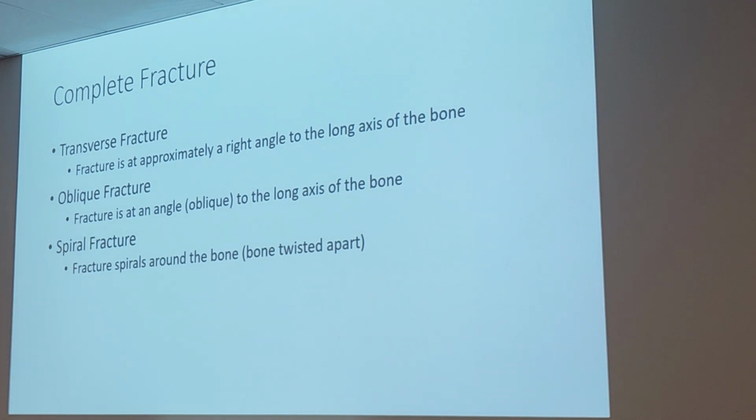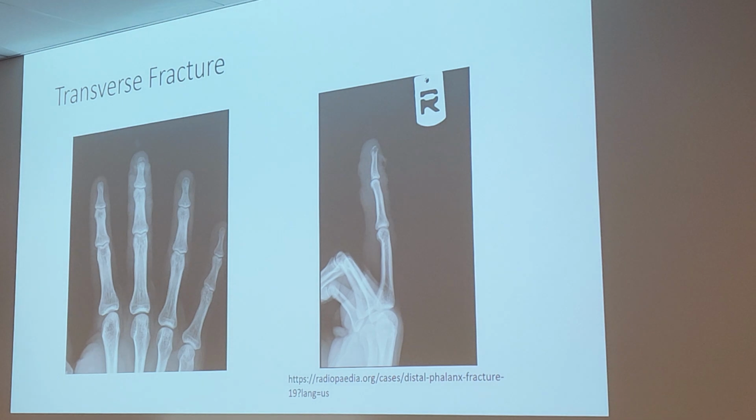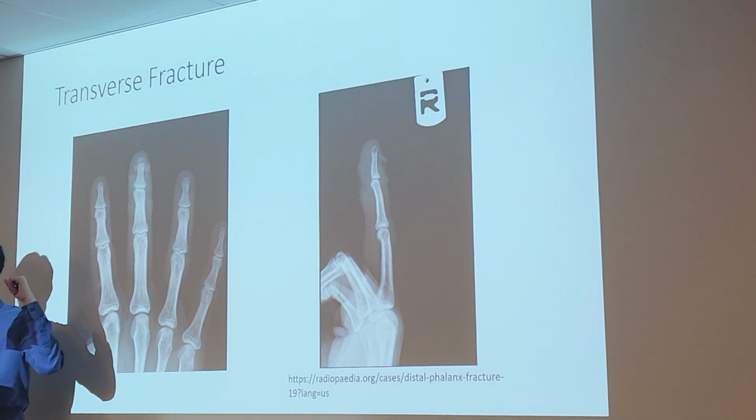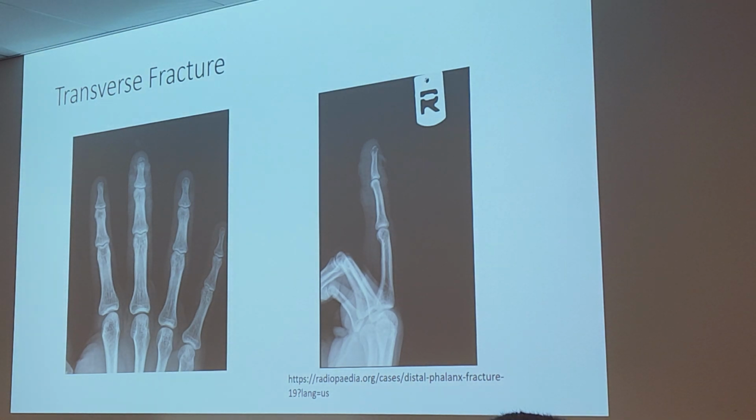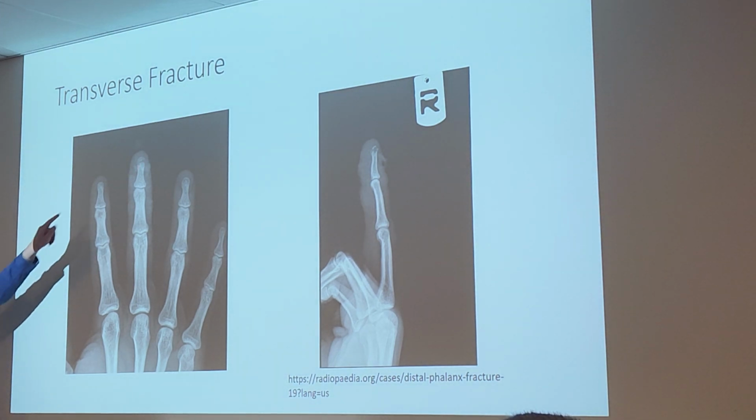And we've got a couple of these. We've got transverse, oblique, spiral. These are just named after their shape. So a transverse fracture cuts across. Anyone see the fracture here in this image? It's the third digit. Which bone? Distal phalanx of the third digit. So you look right here, do you see that? The line just going straight across? Right, so a fracture at the very tip of that phalanx.